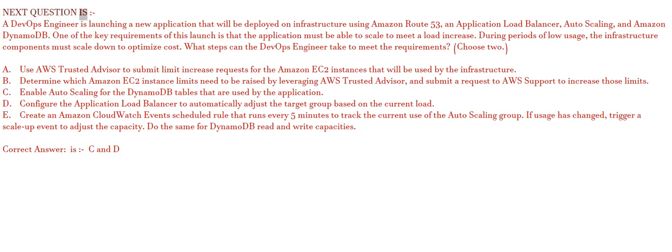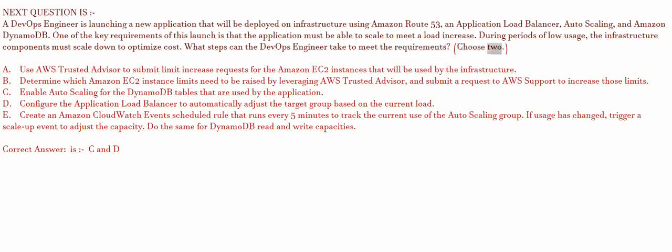Question is: a DevOps engineer is launching a new application that will be deployed on infrastructure using Amazon Route 53, an application load balancer, auto-scaling, and Amazon DynamoDB. One of the key requirements of this launch is that the application must be able to scale to meet a load increase. During periods of low usage, the infrastructure components must scale down to optimize cost. What steps can the DevOps engineer take to meet the requirements?